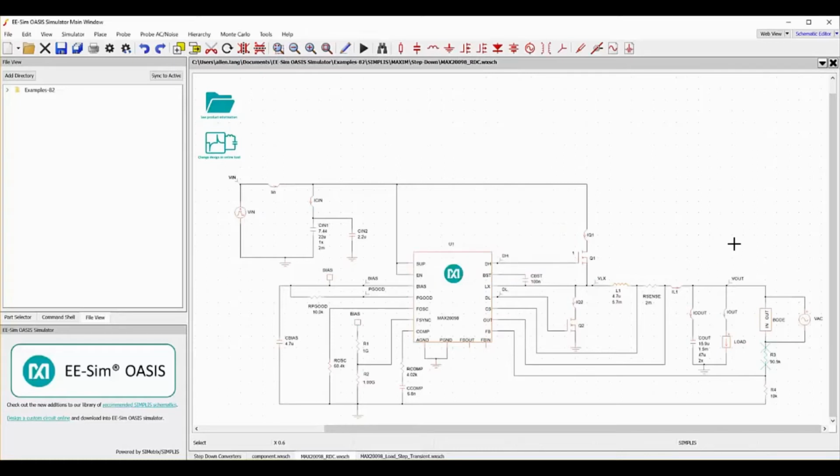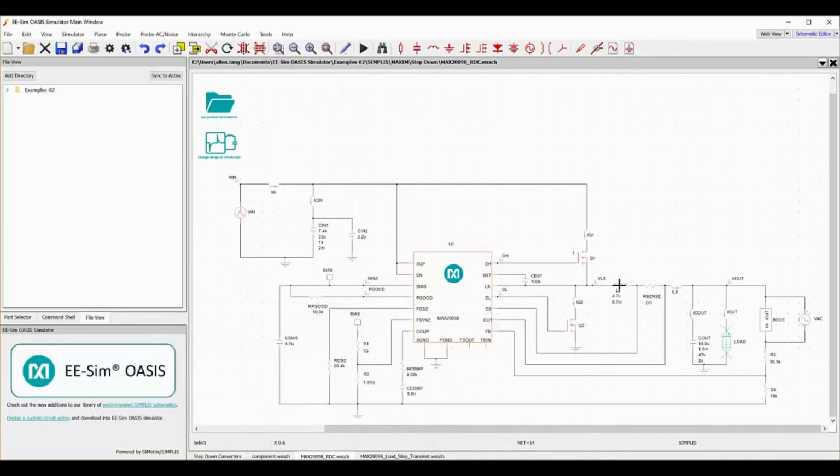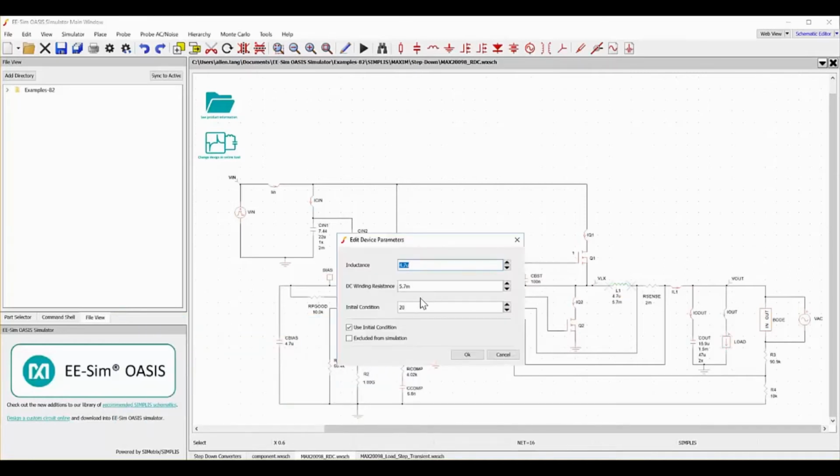Now we need to update the initial condition and load source to get us 20 amps of load current. First, we double click on the load and change the start current to 20 amps and pulse current to 20 amps. Then we change the source resistance to 0.5 ohms. Then we set the initial condition of our inductor to 20 amps.